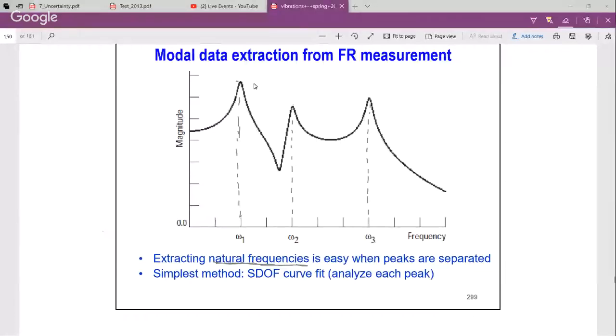So as long as you have reasonable separation between peaks, you can use just the magnitude to extract the frequency of the peak and the bandwidth. You can also use the peak value, the magnitude at those frequencies, to extract modal information. We get everything we need for our modal model. We don't need more than one measurement location of motion. We only need one location for measurement.